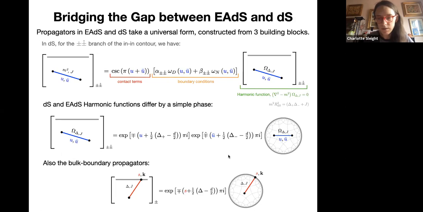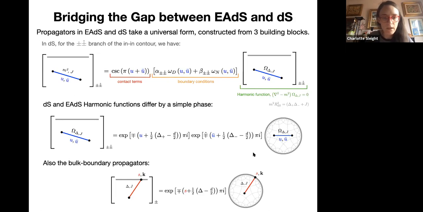And you can establish this relation by analytically continuing from AdS to dS. You can take your harmonic function in Euclidean AdS in Poincare coordinates, establish its Mellin-Barnes representation, which involves U and U bar, and then you Wick rotate to Poincare coordinates in de Sitter. Quite nicely, the direction of rotation, clockwise or anti-clockwise, dictates whether you land on the plus or minus branch of the in-in contour in de Sitter.